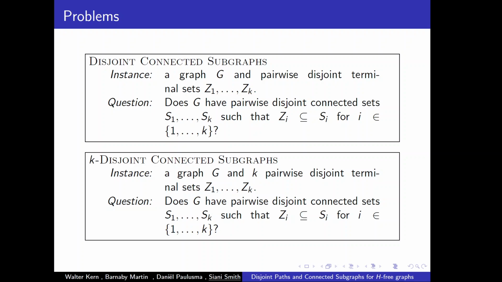And a similar situation for disjoint connected subgraphs. So this time we're given pairwise disjoint terminal sets, and we ask, does G have pairwise disjoint connected sets S1 to Sk, where Zi is a subset of Si for each i in 1 to k? And again, in the first case, k is part of the input. In the k disjoint connected subgraphs problem, the number of subgraphs k is fixed.